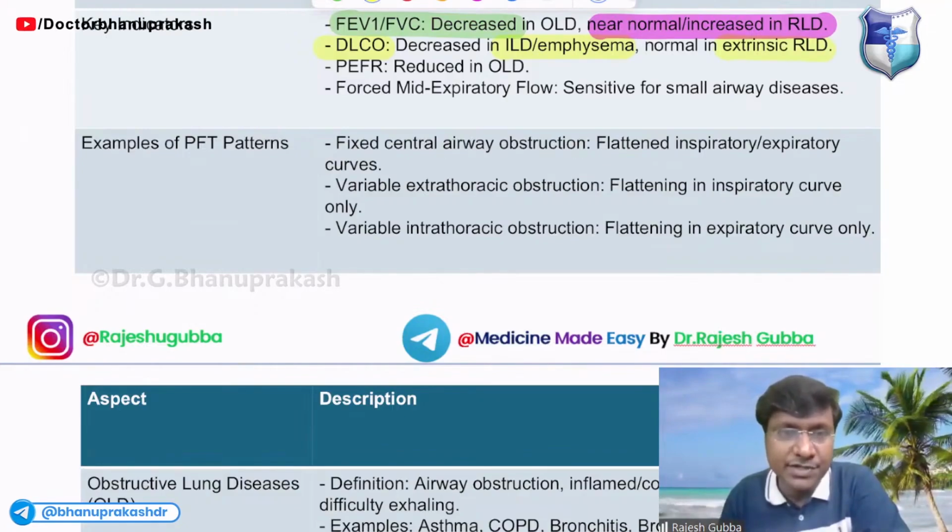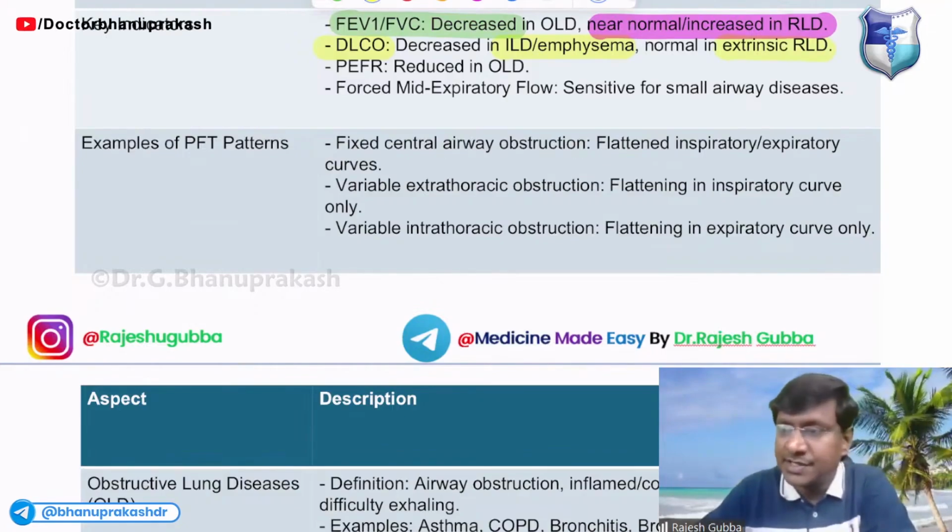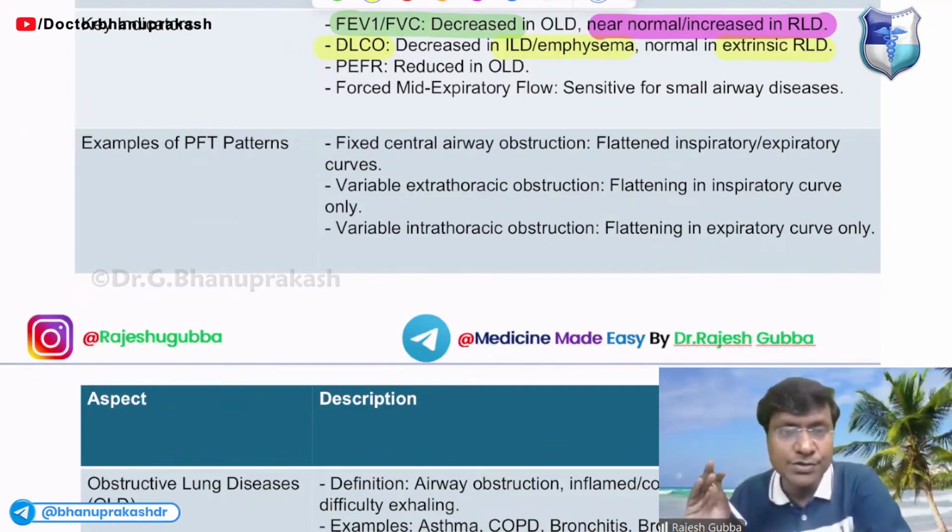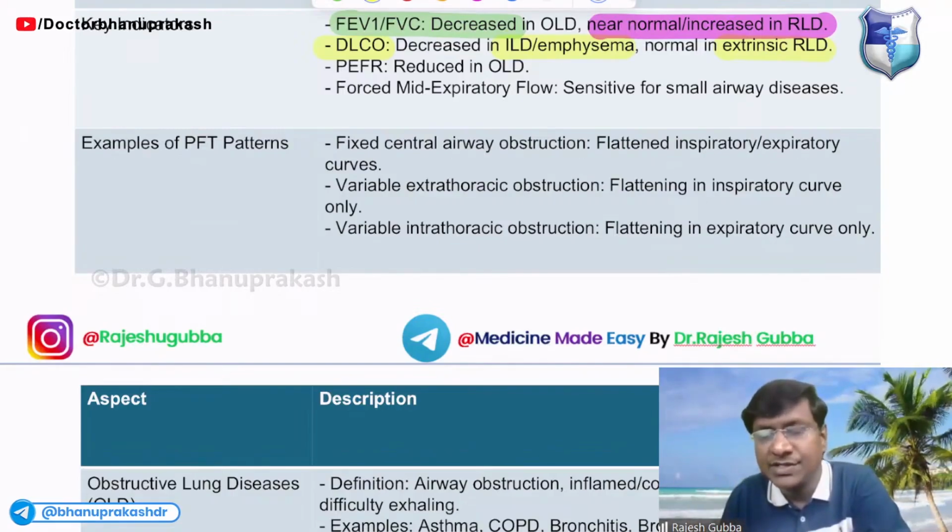What are the examples of extrinsic type of restrictive lung diseases? The extrinsic type of restrictive lung diseases includes obesity, kyphoscoliosis, right? Then ankylosing spondylitis, myasthenia gravis, phrenic nerve injury, diaphragmatic palsy, muscular dystrophies. These are all the extrinsic type of restrictive lung diseases, right?